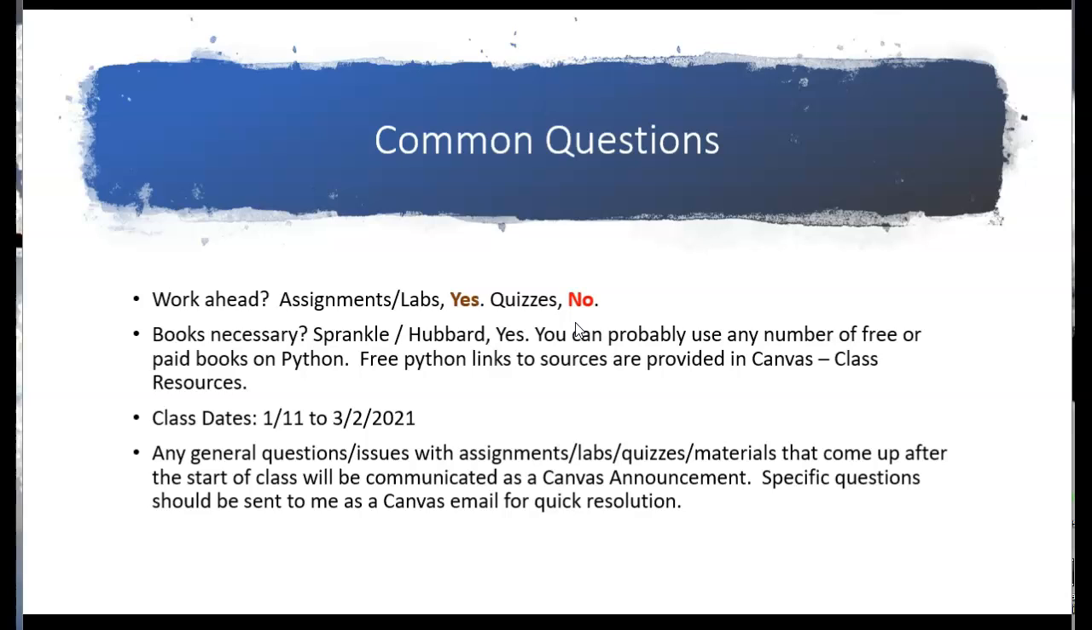I try to monitor the discussion boards daily, but if you want the quickest answer to a problem or question you have, send me a Canvas email. Those always get my top priority. And as far as the pecking order goes, Canvas emails are highest priority, discussion boards are second. If you can't get through in my Canvas email, I also have an ASU email, which you can find in the syllabus.